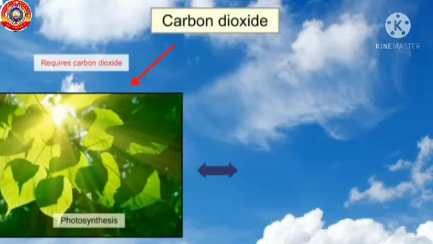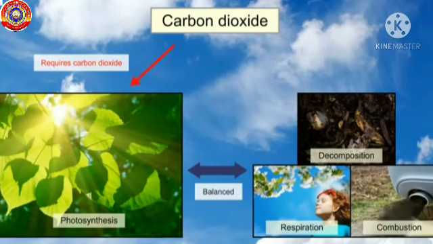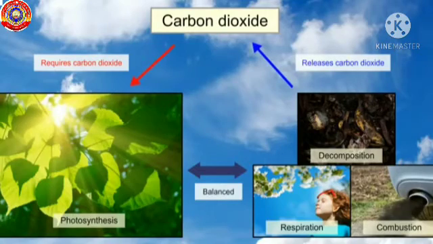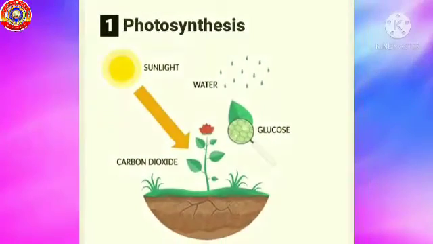The four main important processes that take place in the carbon cycle are photosynthesis, decomposition, respiration and combustion. As you all know, plants absorb carbon dioxide from the air through photosynthesis. Even though carbon dioxide makes up less than 1% of the atmosphere, it plays a major role for living beings.